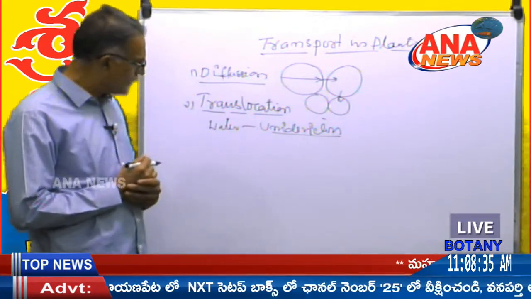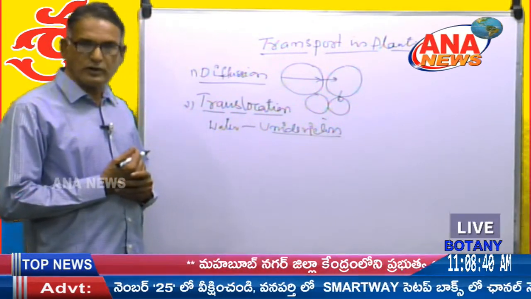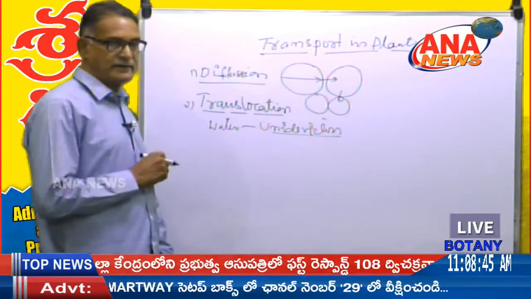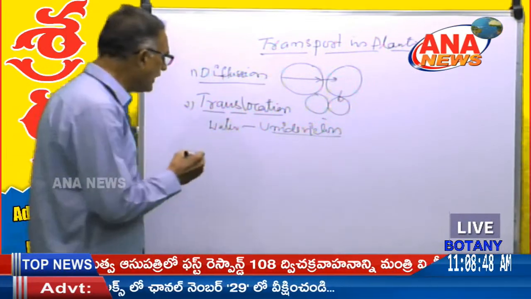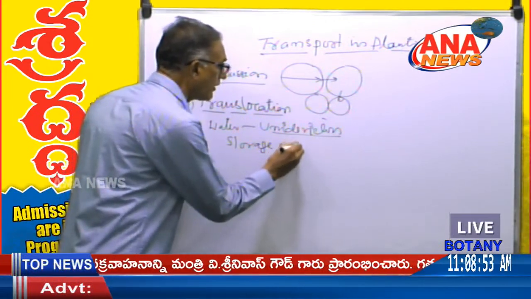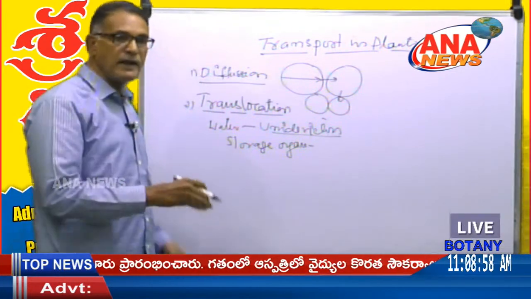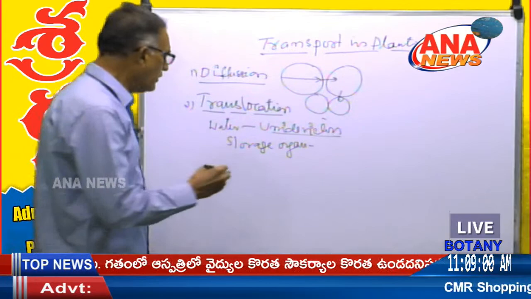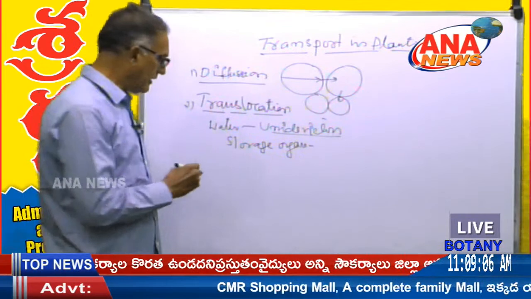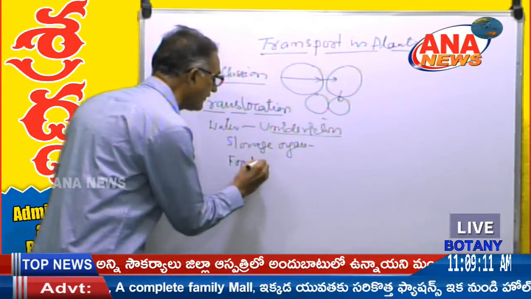Whereas the food material synthesized in the leaves by photosynthesis has to be moved to various parts of the plant, including storage organs and the tip of the root, which is embedded in the deeper layers of the soil. So the transport of the photosynthates is multidirectional. That is the transport of the food material, etc.